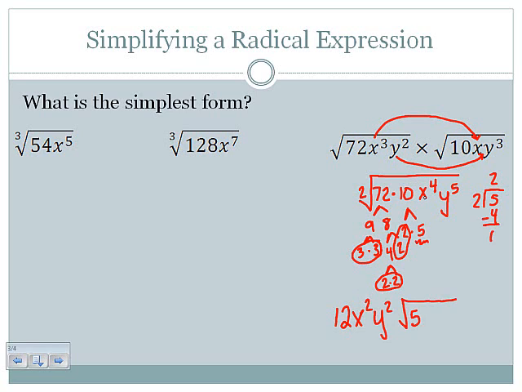When I divided the x's, there was no remainder, so there are no x's left. But when I divided the y's, there was a remainder of 1, so there is a y to the first power left.